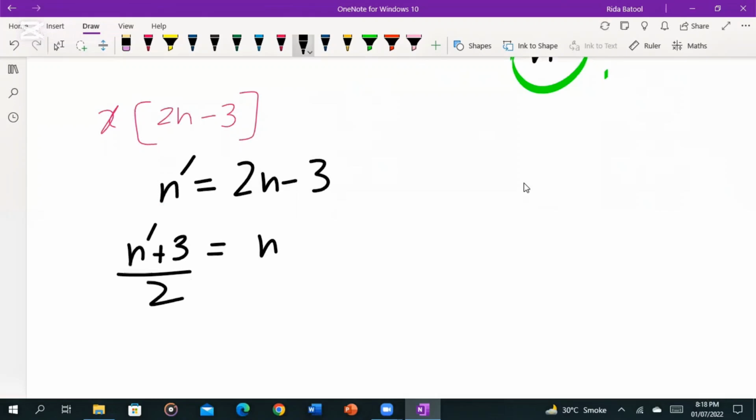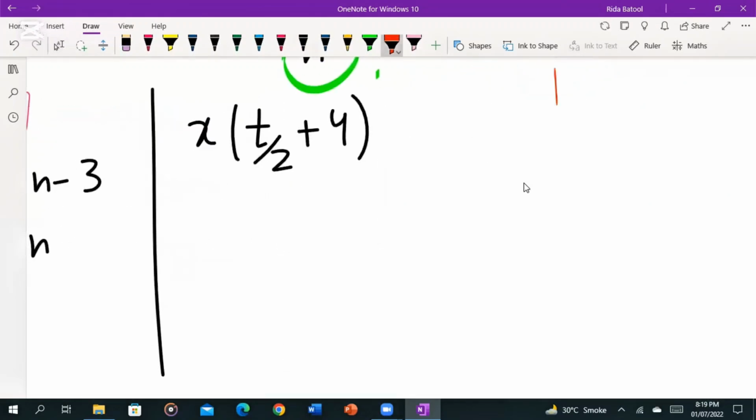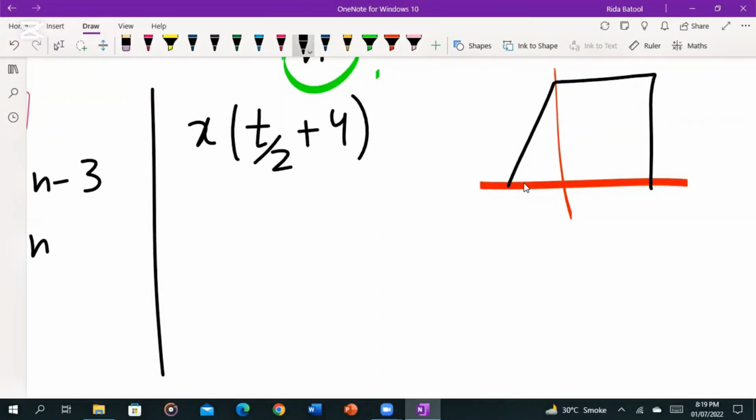Similarly, if it is a continuous time system, x of t by 2 plus 4. If you want to sketch this, if x of t is given, for example, this x of t is given. This is the x of t which is given. 1, 0, and for example, it is 3. Now, you have to sketch this. How can you sketch this?